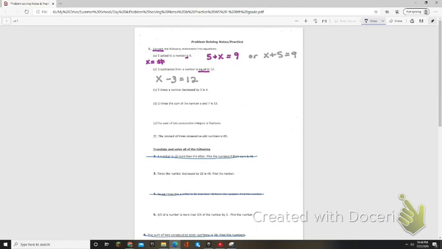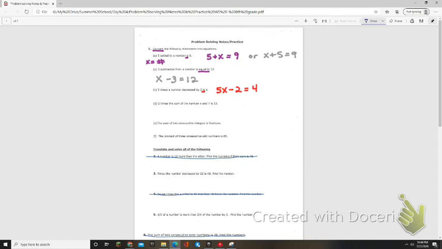So if we're looking at example C, we have 5 times a number decreased by 2 is 4. So there's your equal sign. So 5 times a number would just be 5x. I don't want you to use the dot. I don't want you to use parentheses. I don't want you to use the times symbol that looks like an X. If you're multiplying a number times a letter, you just put them side by side. Decreased by 2 means you subtract 2, and that equals 4. And again, when you actually start this assignment, you will solve for the variable after you've set it up.